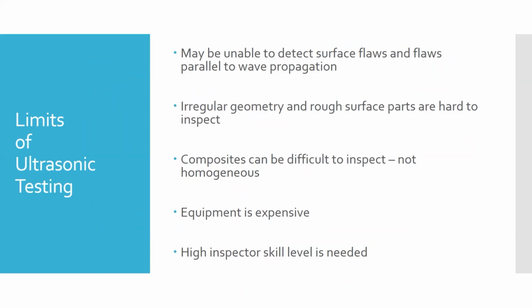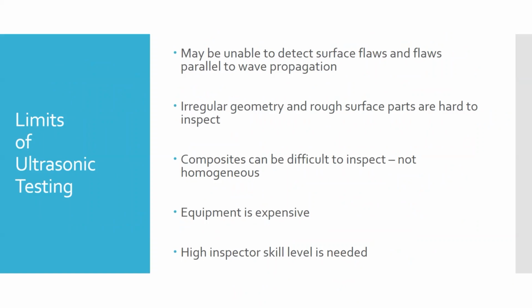Things like irregular geometry and rough surfaces are hard to inspect. We have to be able to get that sound into and out of our part, and if you have irregular parts like that, it can make that difficult. You also will get sound reflections and changes in sound due to the geometry of the part. So with a particularly complex part, you'll get a very complex return sound wave that may sometimes be hard to interpret. Is this a non-relevant indication because of the geometry of the part, or is it a relevant flaw indication?